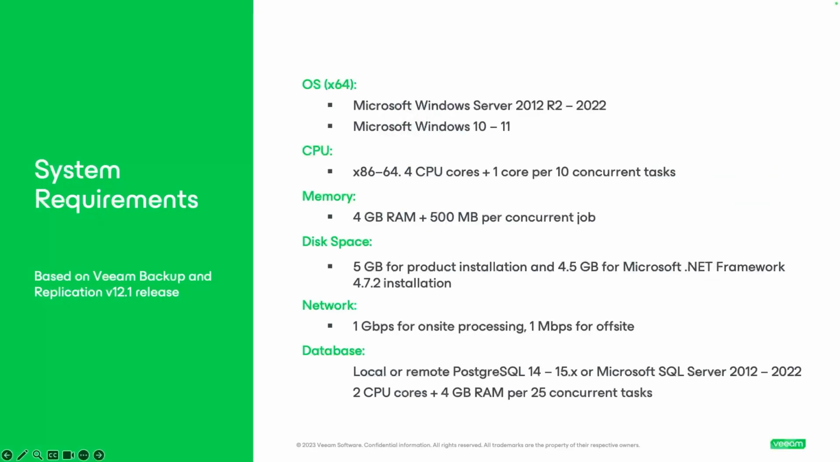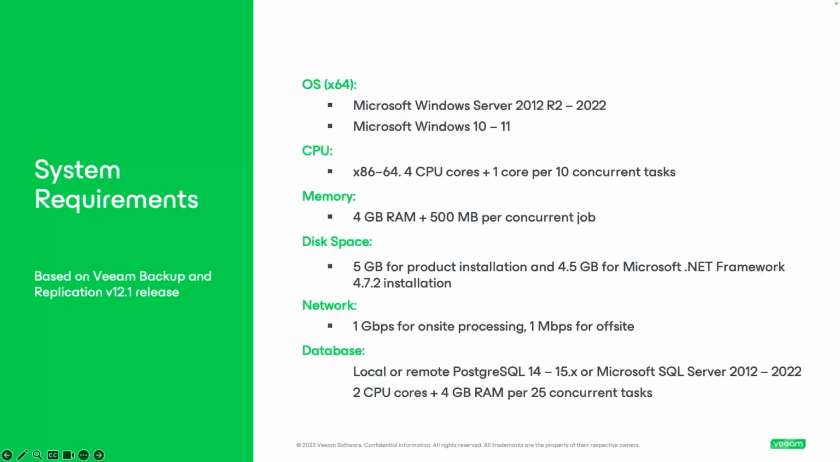Let's talk a little bit about the system requirements. For the OS, you need a Windows server, either physical, virtual, or a cloud instance, it doesn't matter. We just need a Windows server to do the installation on top of. For the CPU requirements, you'll need to consider 1 core per 10 concurrent tasks for the VBR installation, not as strict for the Cloud Connect installation. And the same thing with memory, 4 gigs plus 500 megs per concurrent job.